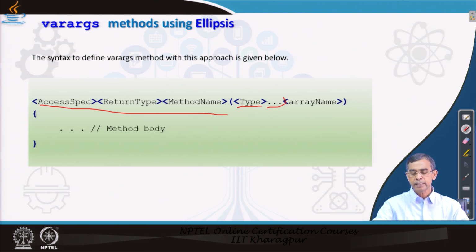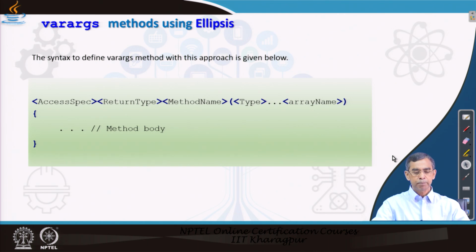And here you see the 3 dots, which is basically called ellipsis, and then the name of the array, which array you want to pass to the method. Now, if you do it, it will allow you to pass any type of values to this method instead of a simple array type. Now, let us have an example to clear this concept.